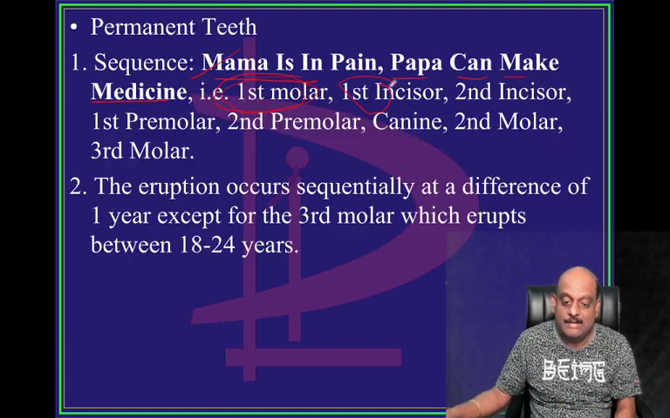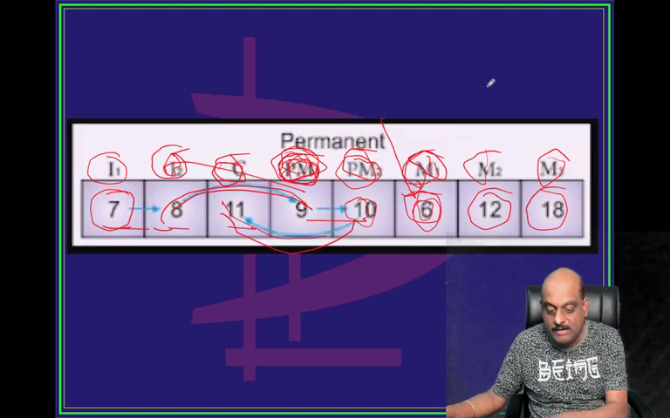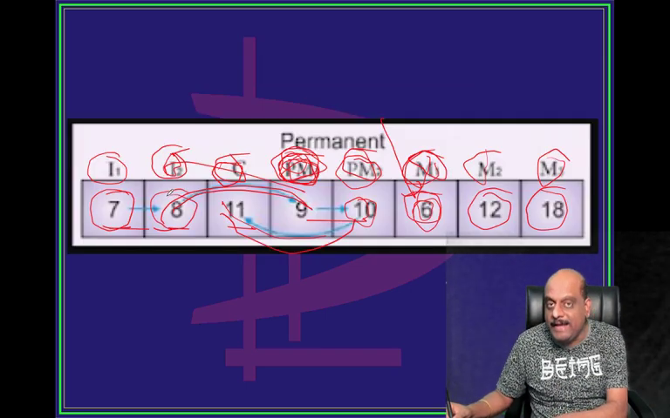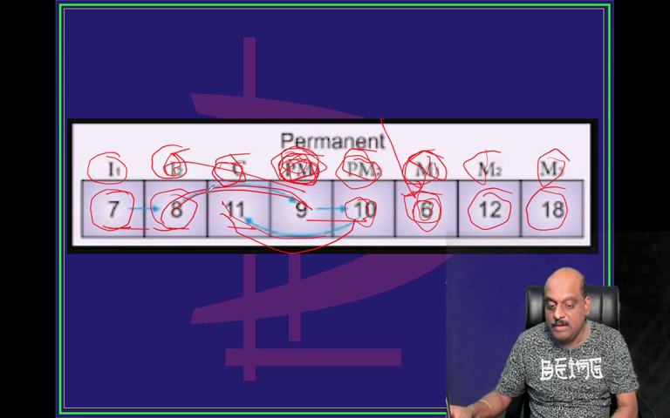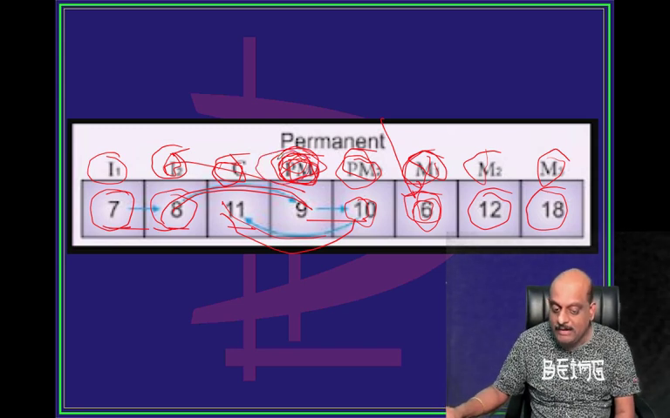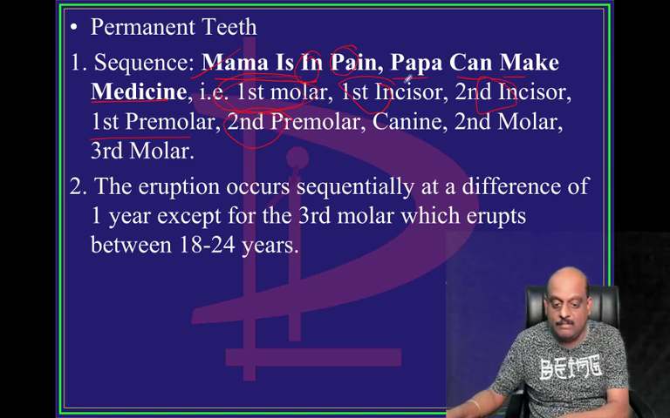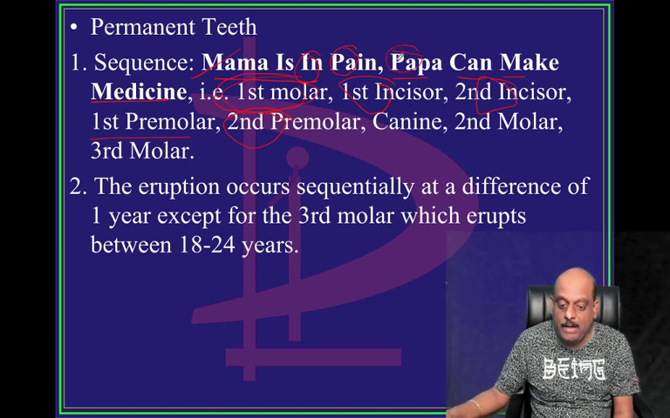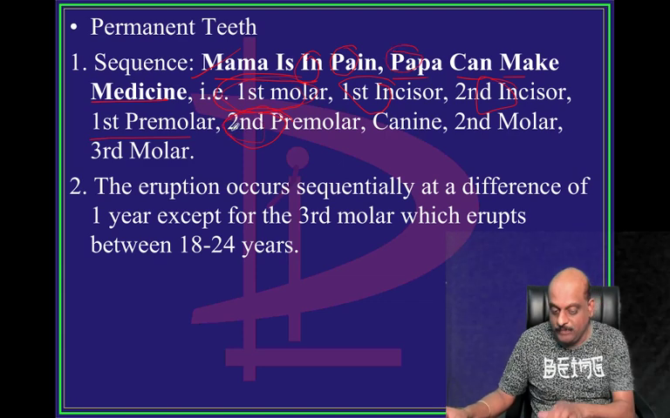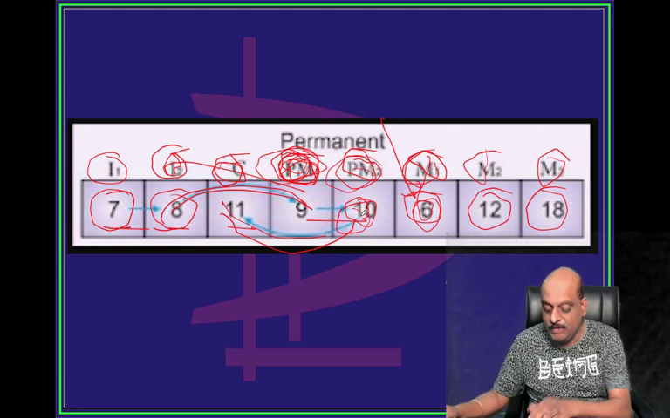Then "in" means second incisor. So the second incisor comes at the 8th year. Then "pain" means first premolar. The first premolar comes at the 9th year. Then second premolar, "papa", that is the second premolar. So the second premolar comes at the 10th year.